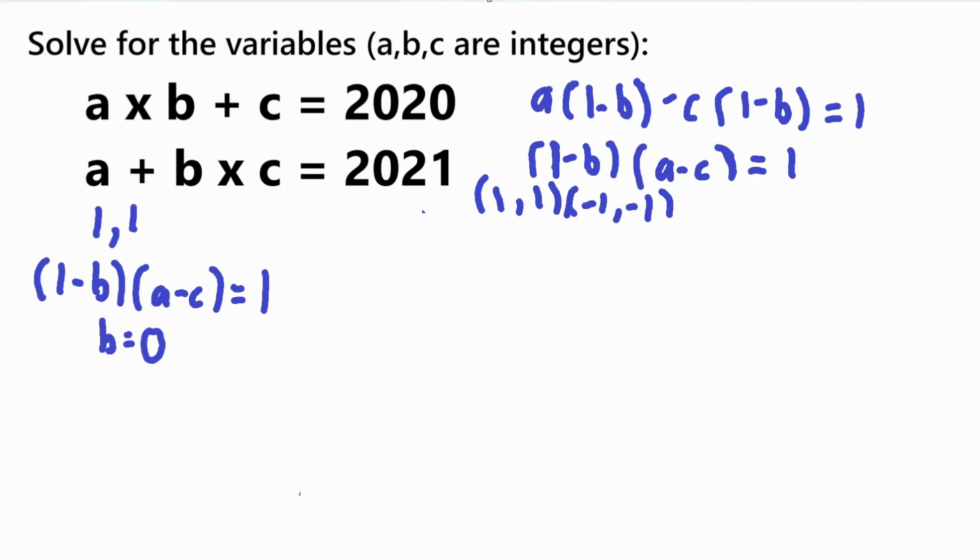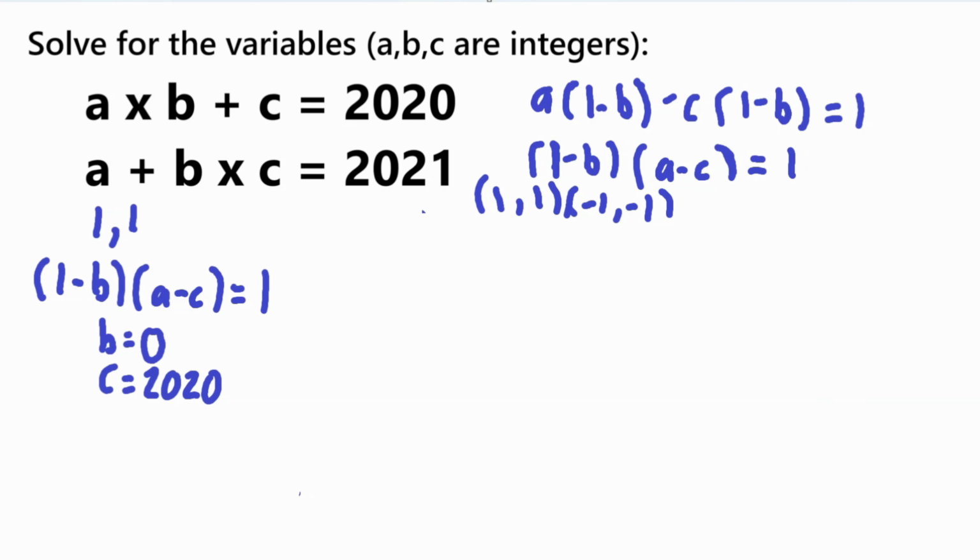Since b is 0, we can go up and look at the original equations and plug in 0 for b to see what the other variables will be. If b is equal to 0, a times 0 is 0. So 0 plus c is 2020, which means that c has to be equal to 2020.